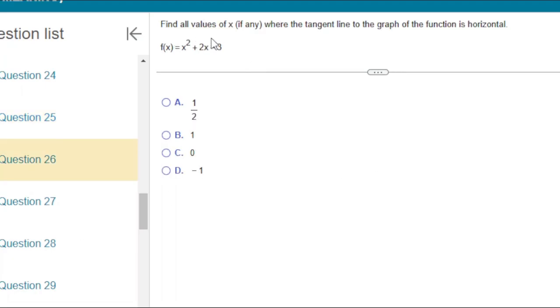What about this one? Find all values of x, if any, where the tangent line to the graph of the function is horizontal. Now, what does it mean to have a horizontal tangent line, right? That means a tangent line that has a slope of 0. So is there anywhere on the graph of this function where the slope is 0? The slope of the tangent line is 0.